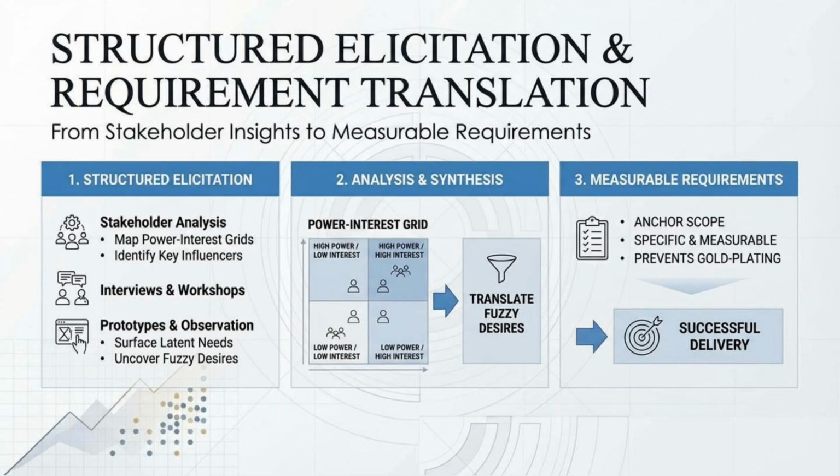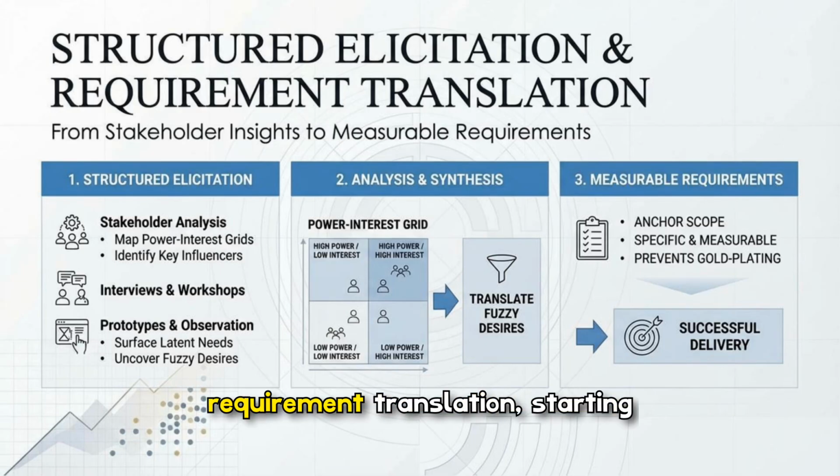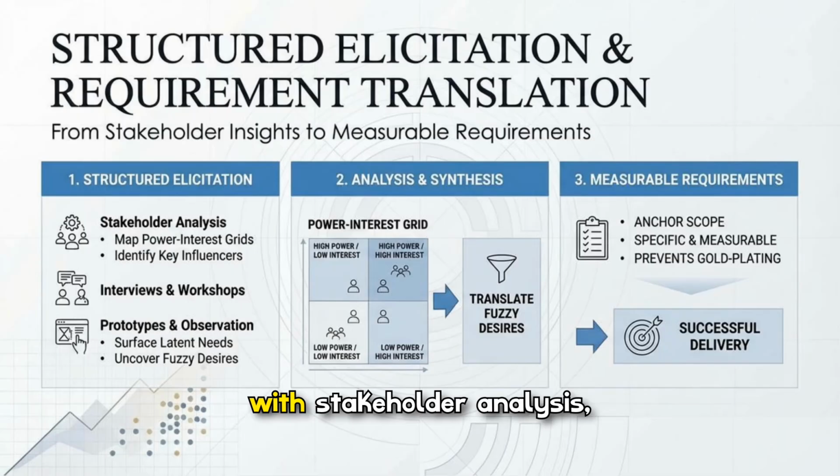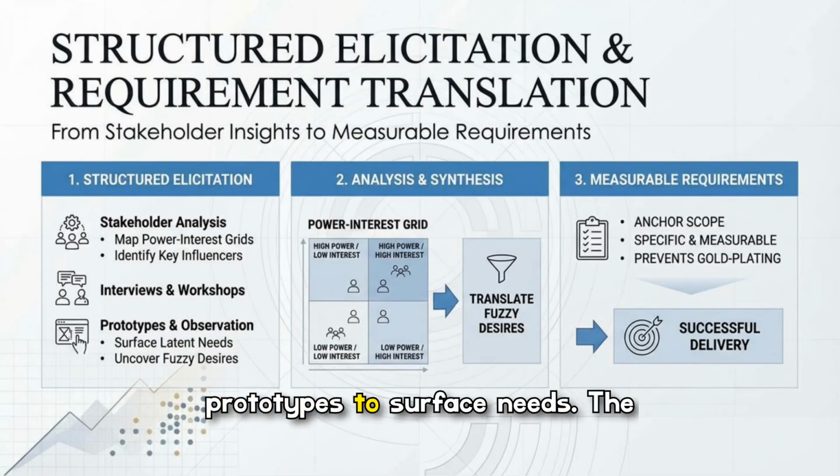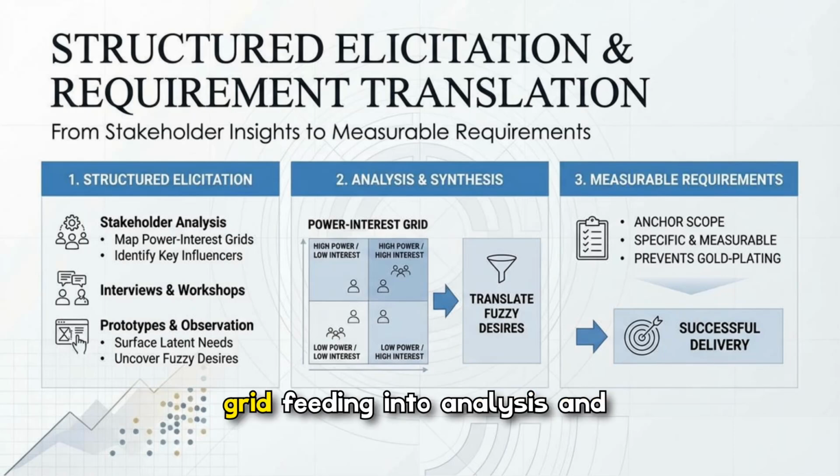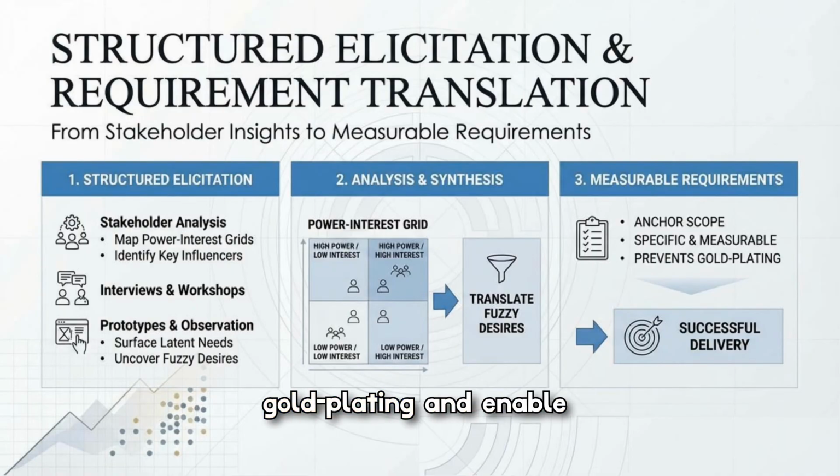This page walks through structured elicitation and requirement translation, starting with stakeholder analysis, interviews, workshops, and prototypes to surface needs. The visual shows a power interest grid feeding into analysis and synthesis, which helps translate fuzzy desires into specific, measurable requirements. The goal is to convert stakeholder insights into anchored requirements that prevent gold plating and enable successful delivery.